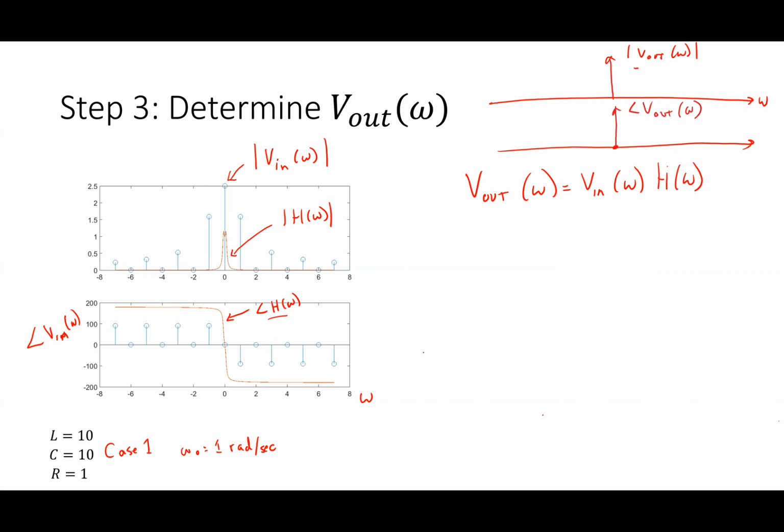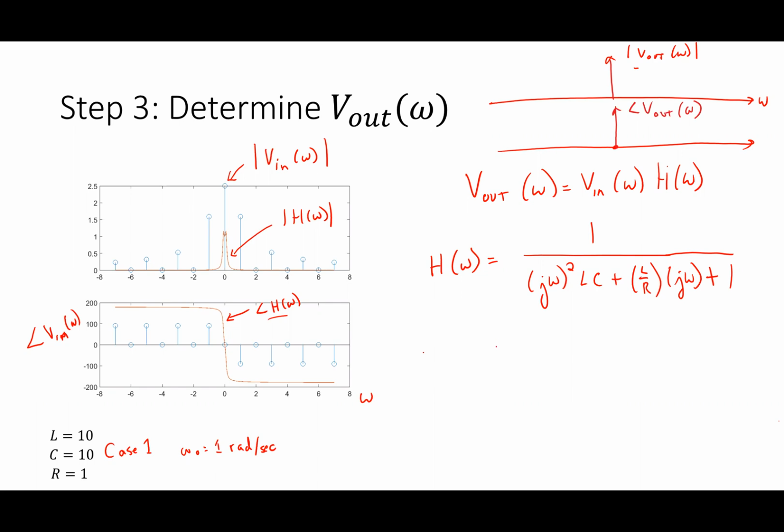Now, in this graph on the left, I've shown both the magnitude and the angle of V in of omega, the Fourier transform of the input. And I also plotted on top of it H of omega, which is the transfer function. For this particular problem, we found that H of omega is equal to 1 over j omega squared LC plus L over R times j omega plus 1. We found that.